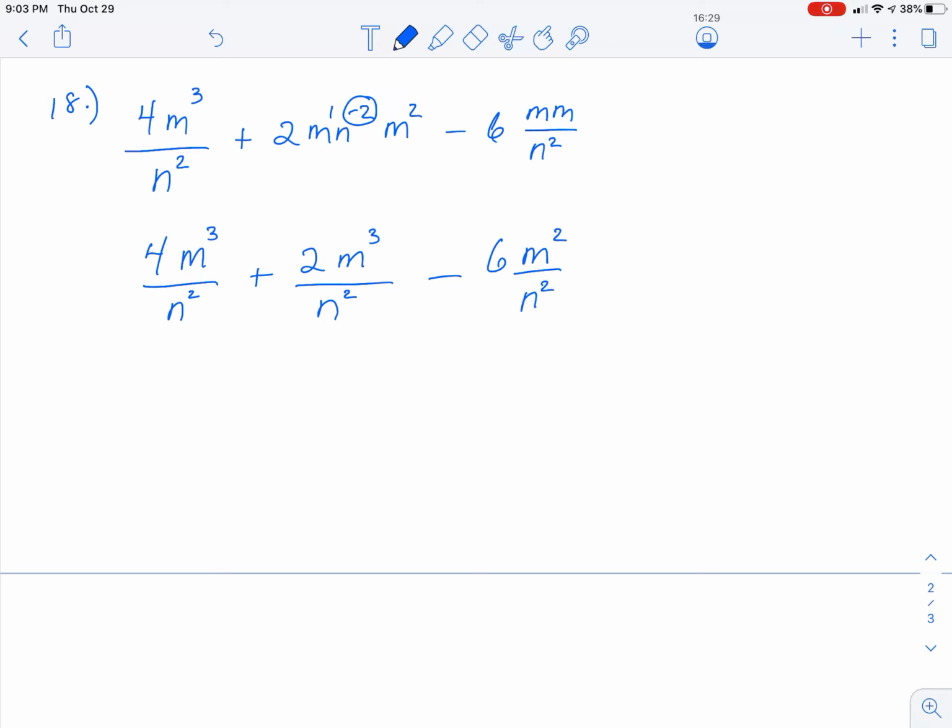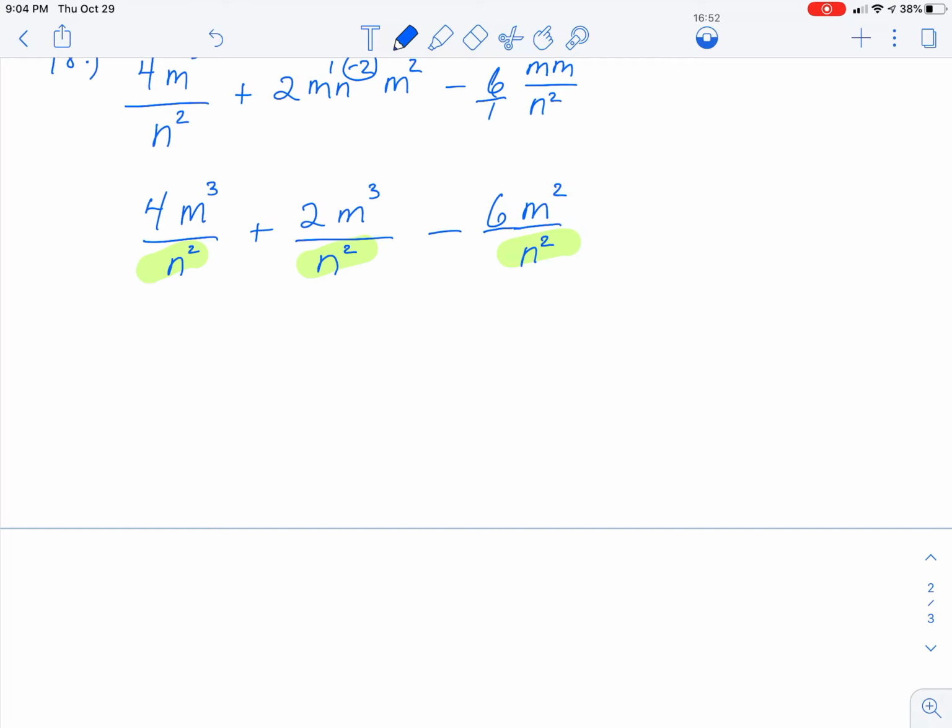m's like so. And actually that 6 can go on the top there, right? Because that would be like multiplying. So we have 6m squared over n squared. Now, notice my denominators. Isn't that a beautiful thing? I have all the same denominators, so I can actually put my numerators together with the same denominator underneath.